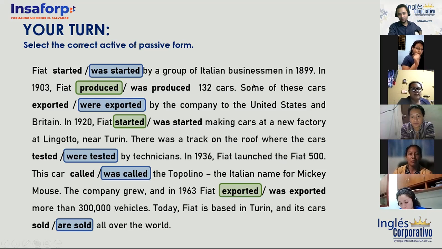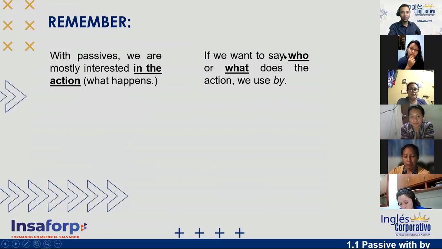Bueno, esto me parece súper bien. Tienen una idea muy clara de cuándo se utiliza active voice y cuándo se utiliza passive voice. Solo eso es una gran ganancia para ustedes. Así que, congratulations. It was very good. Remember, with passives, we are mostly interested in the action. In other words, we're interested in what happens. Okay?